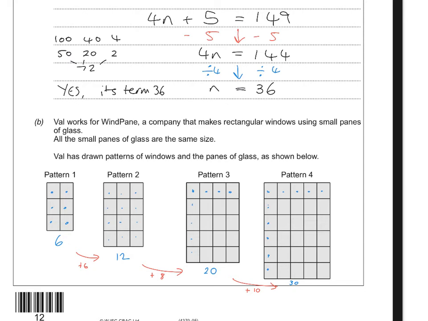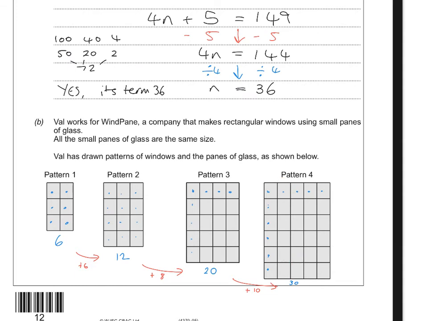And the answer is no. Some people say, oh, look at pattern 4, pattern 8 will be double of pattern 4. But that's not true. If you look at pattern 2, if you double the 12 there, that doesn't give 30 for pattern 4. So we need to try and work out what's going on.